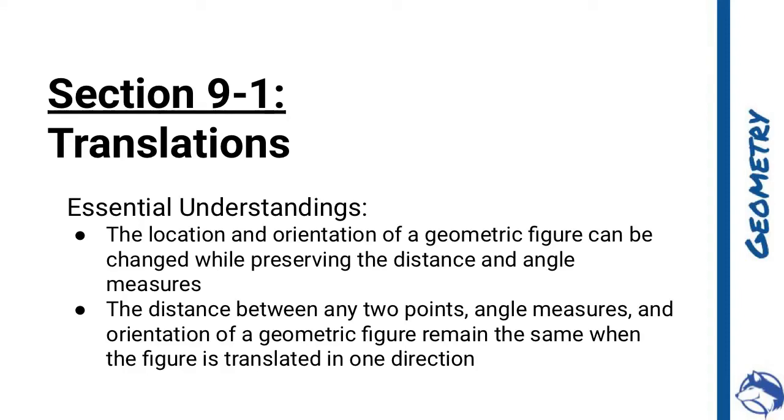All right, we got translations today. This is section 9.1. So the location and orientation of a geometric figure can be changed while preserving the distance and angle measures. So the distance between any 2 points, angle measures, and orientation of a geometric figure remain the same when a figure is translated in one direction.